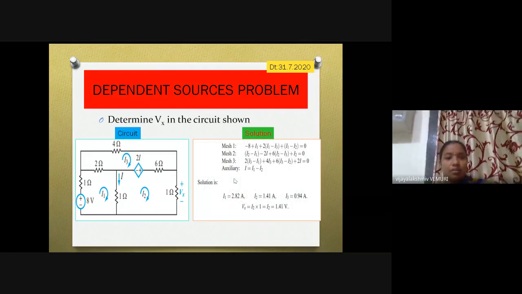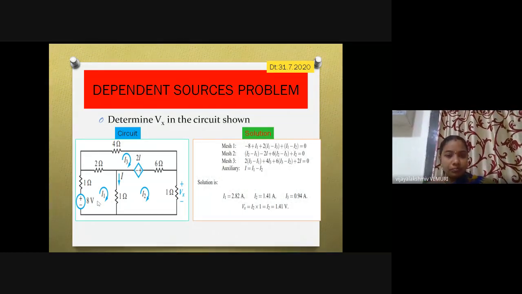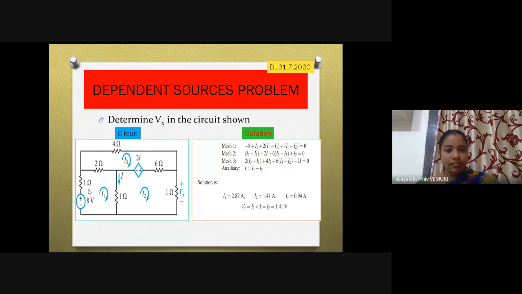Okay, fine. You just observe here. This is our KVL. I can apply KVL to this loop.